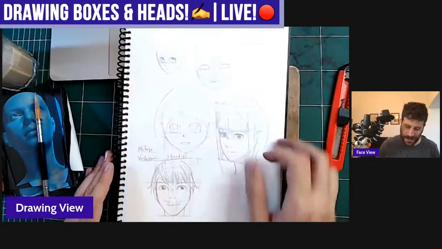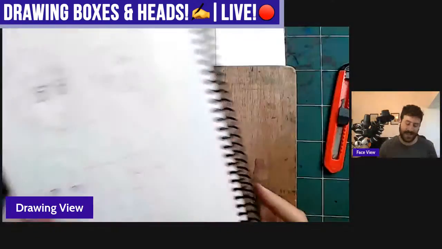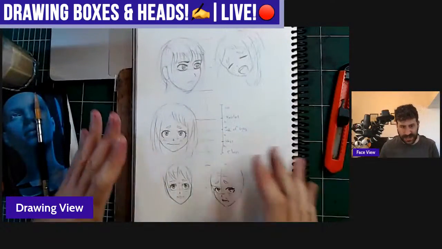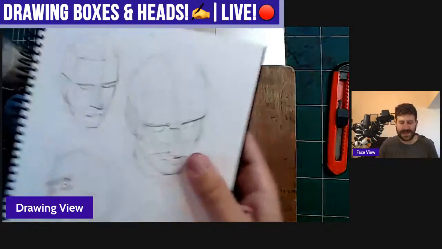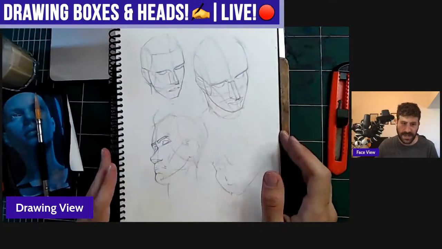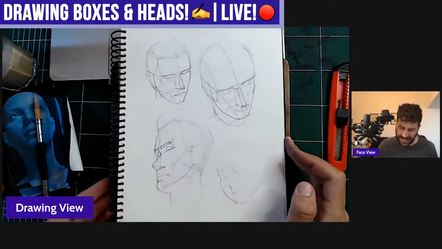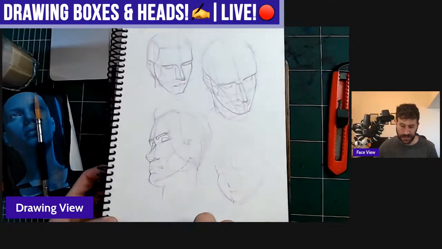Envy says, I will do a lot of homework. Yeah, it's important. I'm doing a lot of this, studying different heads, trying to figure them out. Here are a few studies that I think were very successful, that I was very focused while doing. But still, there is a lot to fix here, a lot of mistakes.